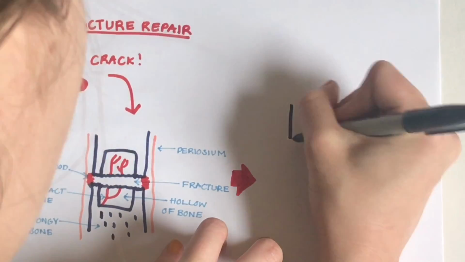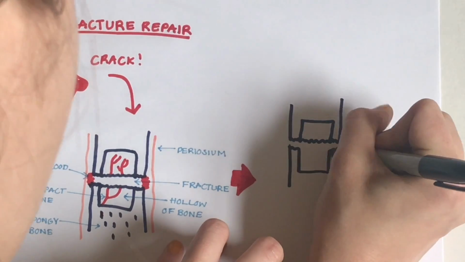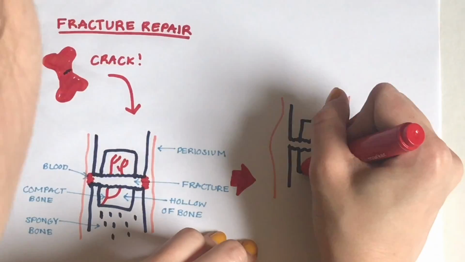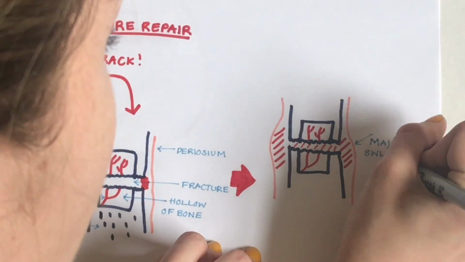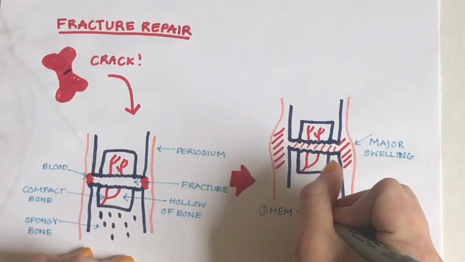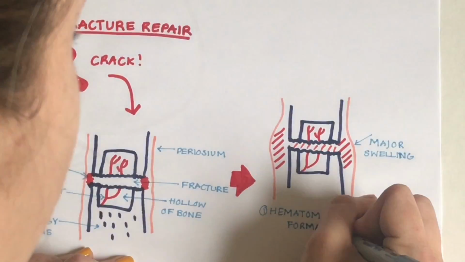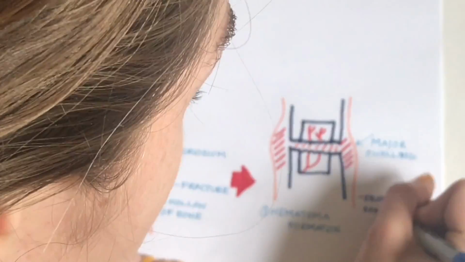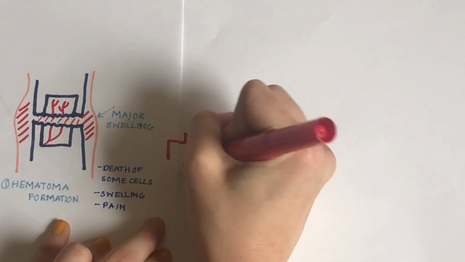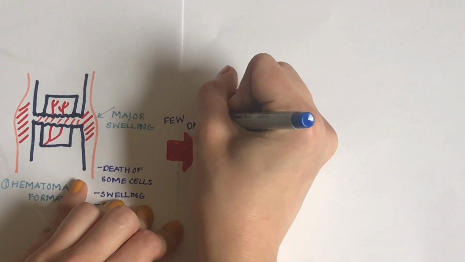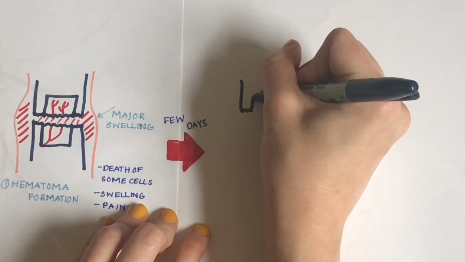Just a few seconds after the fracture, we have major swelling. This stage is known as the hematoma stage, or the hematoma formation begins. Essentially, the hematoma formation is when blood accumulates, forming the hematoma. This causes the death of some cells and swelling and pain associated with the area. As you can see, the blood vessels are damaged here.